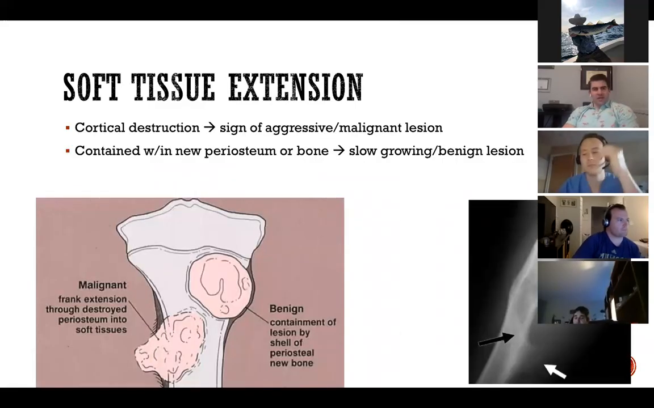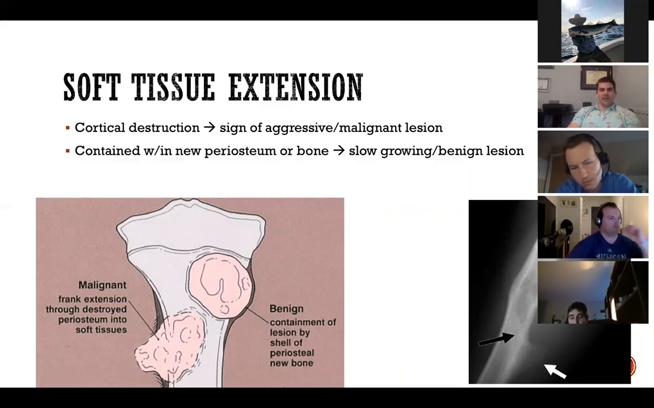Soft tissue extension: we're not going to spend too much time on it, and we're not talking about soft tissue sarcoma in this lecture, it would just be too long. But cortical destruction can be a sign of an aggressive lesion. It will either be contained within your bone and the new periosteum, or it's going to break out, and when it breaks out, it often abuts or invades the nearby soft tissues. You can see here this is not normal appearing. Certainly you can see bone loss, but you can also see a poorly differentiated margin between the edge of the bone and where the soft tissue begins. That's what we mean by soft tissue extension, and you can often appreciate that on a radiograph.